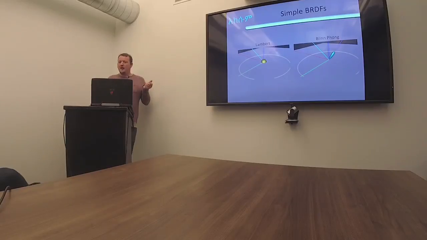Yeah, so it's simple to implement and does an okay job of simulating the behaviour of light on a very shiny specular surface.